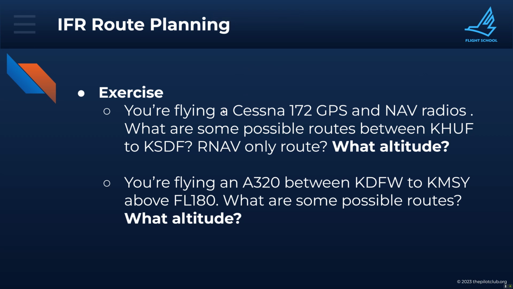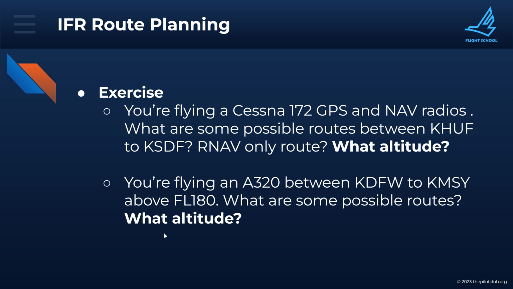All right, so let's do this one. Let's say we were flying the A320 between Kilo Delta Foxtrot Whiskey and Kilo Mike Sierra Yankee, and we're flying above flight level 180. What are some possible routes and what are some possible altitudes that we could fly in that example? Remember, we're at flight level 180. So which chart are we going to use, the low en route or the high en route? World high. World high. Yep.